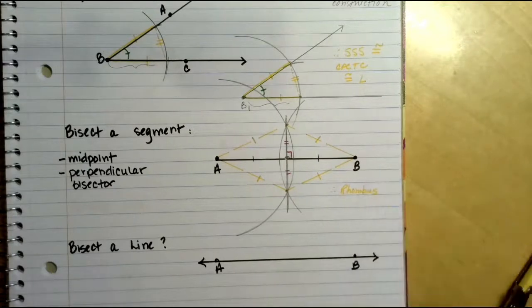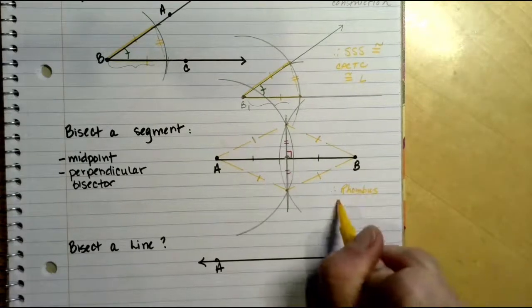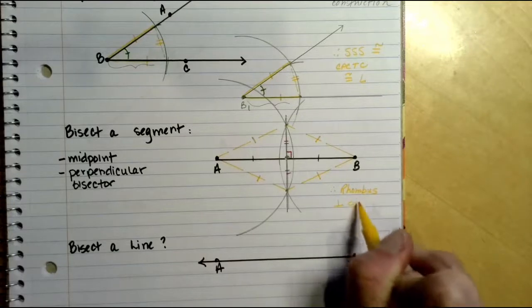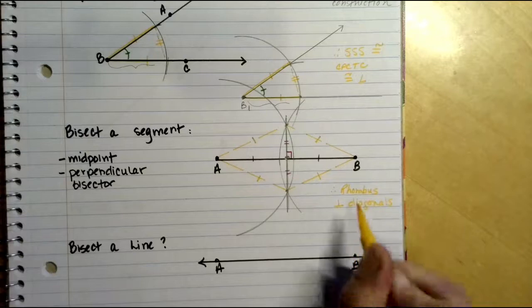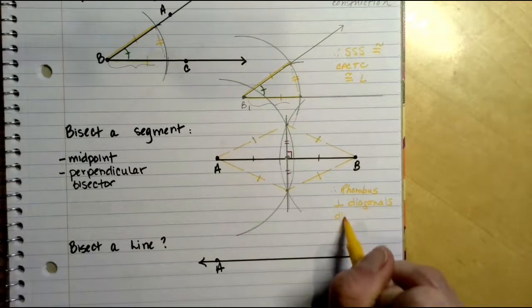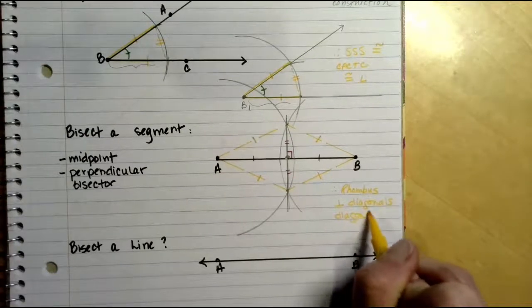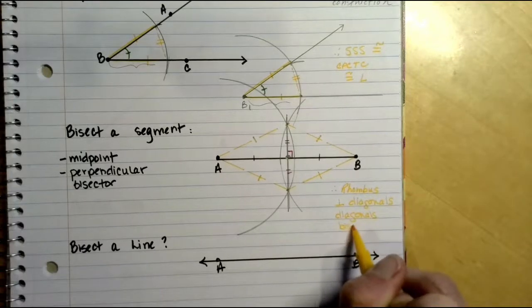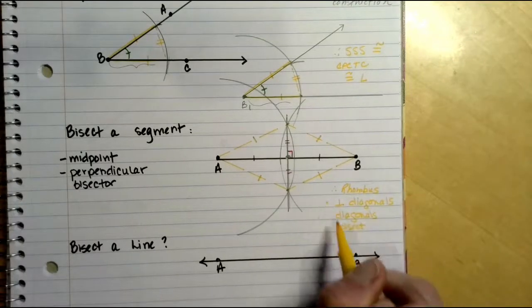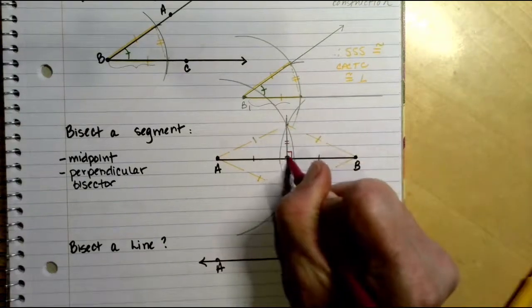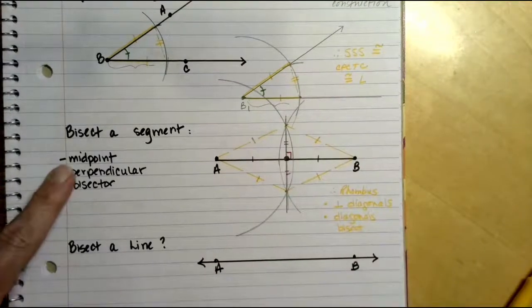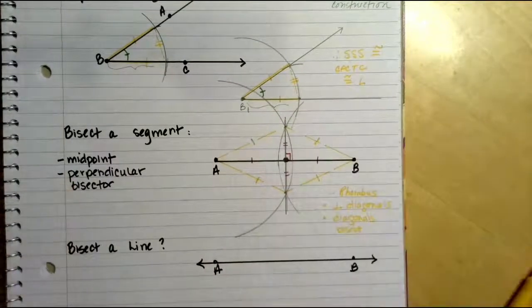And if it's a rhombus, doesn't it have perpendicular diagonals? And don't the diagonals bisect? So because I have perpendicular diagonals and because my diagonals bisect, I know that this point here is the midpoint. And I know that this line I've created is the perpendicular bisector.